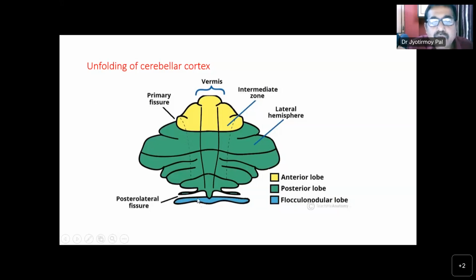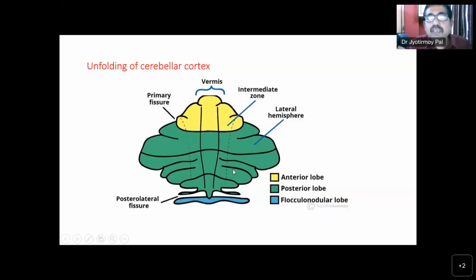This is responsible for equilibrium. This is the vermis, and this is the paravermis area. The vermis is responsible for gait and stance and movement of the trunk muscles, particularly the trunk, axial muscles, and proximal limb muscles. And that is the hemisphere. This hemisphere is responsible for limb movement, particularly distal limb movement. So this is for equilibrium, this is for the trunk muscles and proximal limb muscles, and this is for the distal muscles. This is the vermis area, this is the paravermis area.